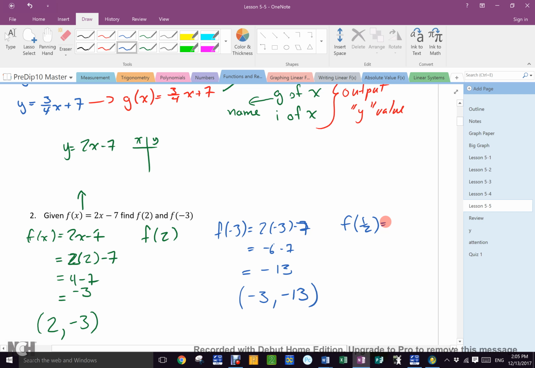What is it? So what do I write? Which is negative 6, negative 6. So what would the ordered pair be? Half, negative 6.